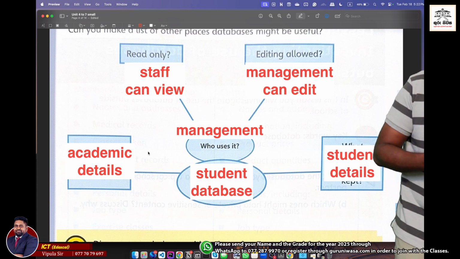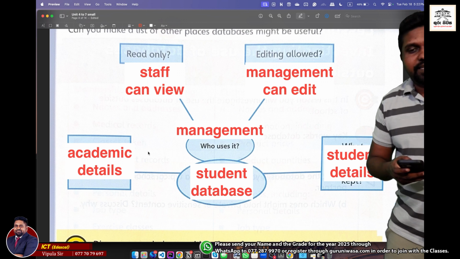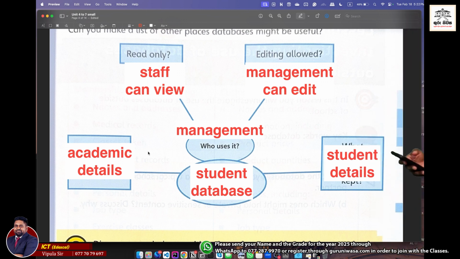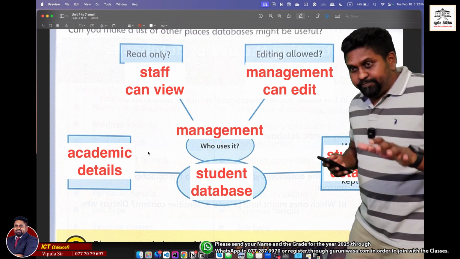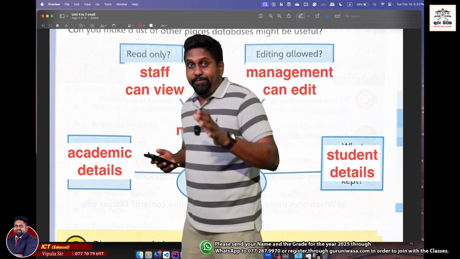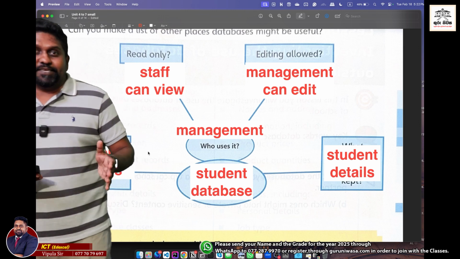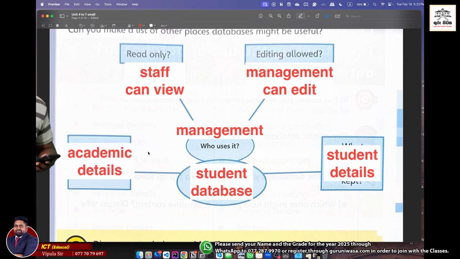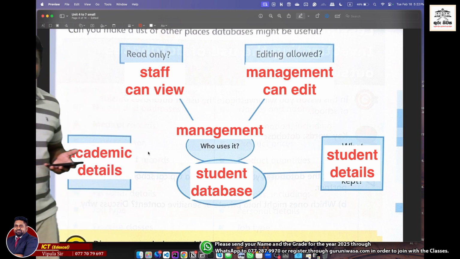We can call it academic details as well. So as long as it's connected to the student, then that is part of the system. So here now, I wrote this just briefly. So this is just, let's say, a high level view of things.